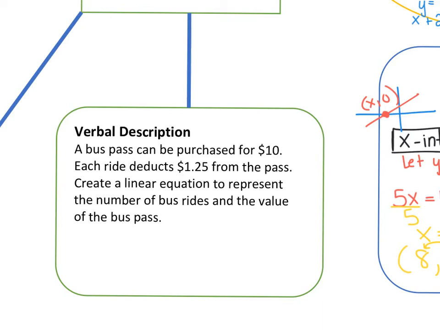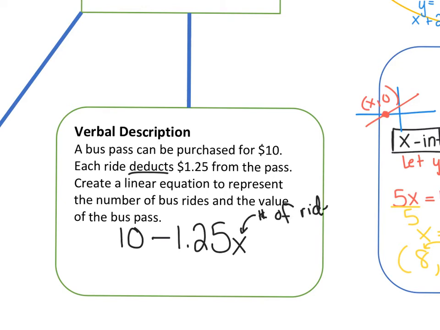So as I think about this, I begin with $10, and I am riding the bus multiple times. Each time I ride, it deducts, so it drops minus $1.25 per ride. So this right here would be number of rides, and that's going to equal the value of the bus pass, which I'll call Y.